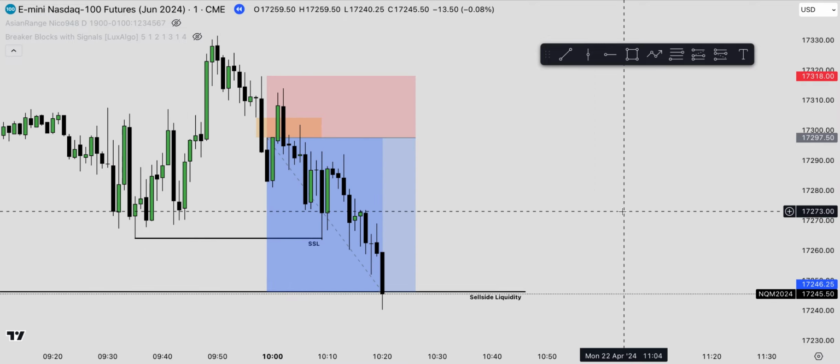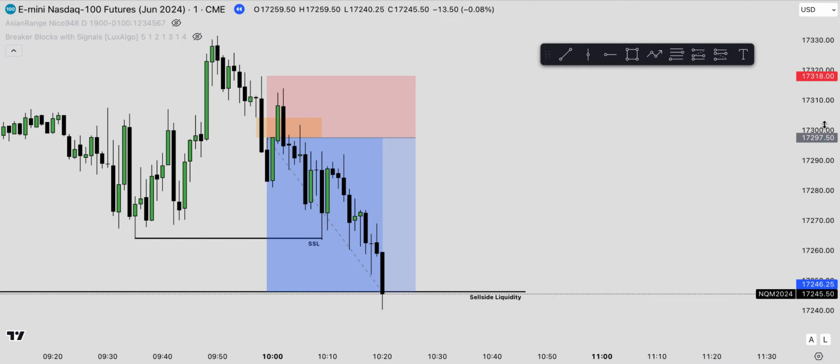Okay, and as you can see, we don't get stopped out for break even. Final TP gets hit. So this was actually around 60 points secured on the day, and we actually called this inside of the live signals room.